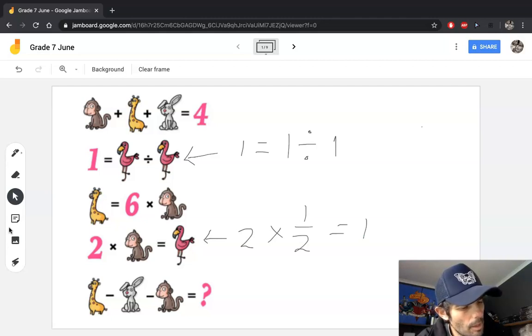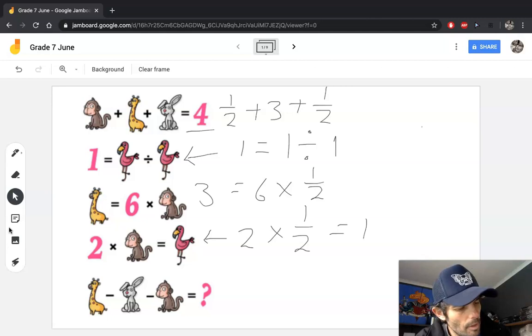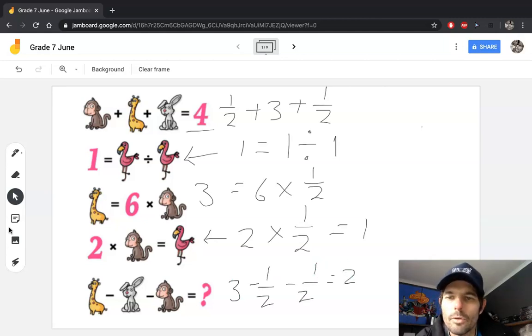Then 6 multiplied by half is going to give me 3 for the giraffe. Okay. And then at the top I'll have a half plus 3. That's 3.5. So therefore that bunny must be another half. So a half plus 3 plus a half is going to give me 4. And then right at the bottom, I've got 3 minus a half, and that's going to give me an answer of 2. Okay, I hope you guys managed to work through that puzzle, and I hope you guys are ready to move on to your mental arithmetic questions for today.